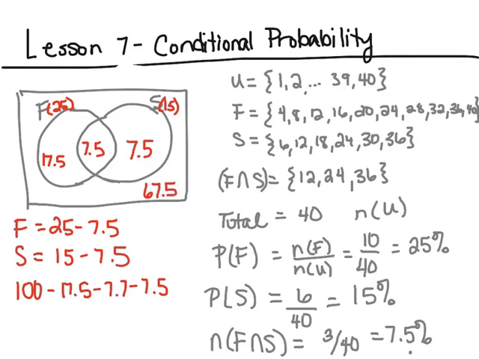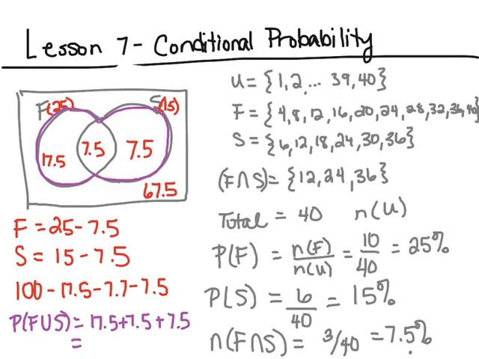So we want to show the probability that a number is a 4 or a 6. So that would be all of this. So the probability of a 4 or a 6 is 17.5 plus 7.5 plus 7.5, which is 32.5. So there's our percent.